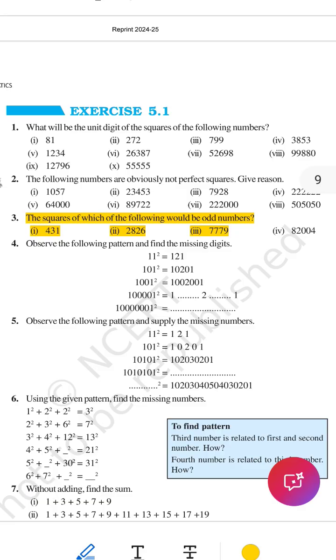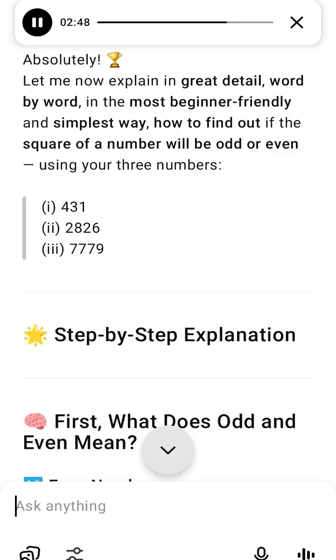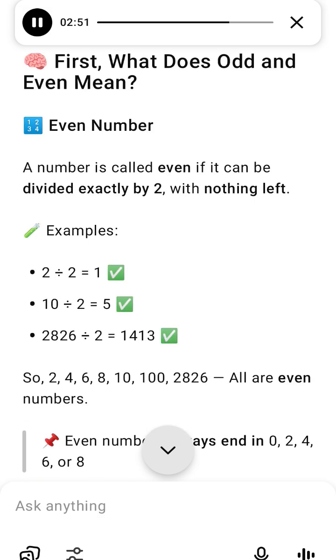Let's now use this rule to check your 3 numbers. Step by step check for each. First, 431, last digit equals 1. 1 is an odd number. So 431 is odd. Now square it. 431 squared equals 431 times 431. We don't need to calculate. Since odd times odd equals odd, final answer, the square of 431 is odd.